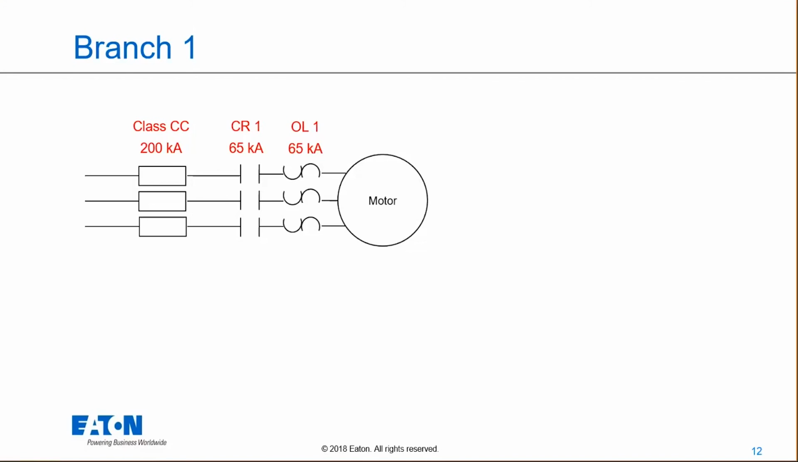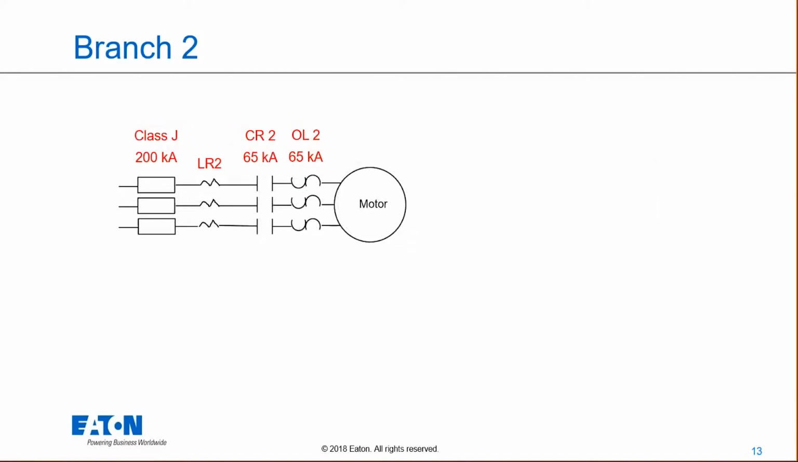Awesome. So when I look at this particular item, we've got basically a contactor and an overload. They have a 65 kA rating on them by themselves. We've got Class CC fuses in front of these things. And as I said before, we cannot use the rating of the overcurrent device in a branch to raise the rating of those contactor and overload. So in this particular case, our SCCR for that branch is going to be 65 kA. That's the rating of that contactor and overload. That's the rating of that particular branch.